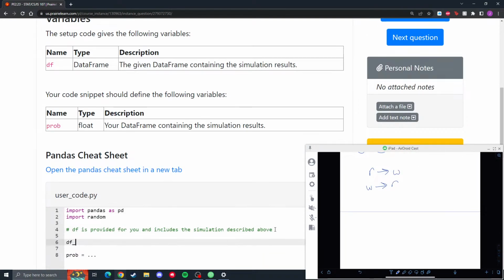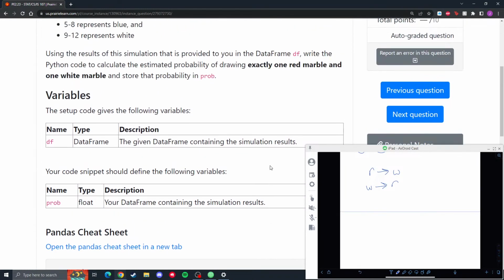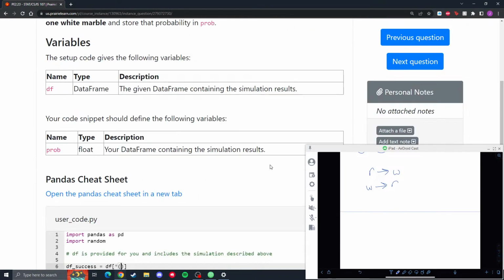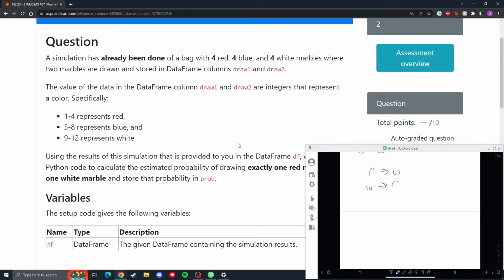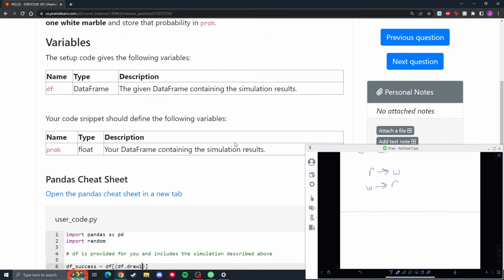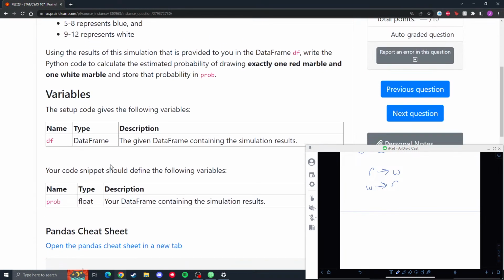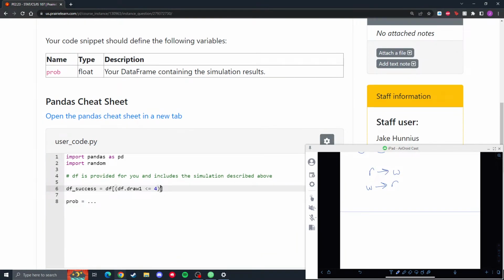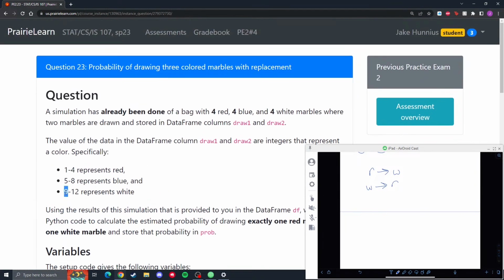So again, we'll start by creating our df success. That's going to be equal to df where df.draw 1 is less than or equal to 4, because that'll give us red. It's going to be 2 conditionals, so and df.draw 2 is greater than or equal to 9.